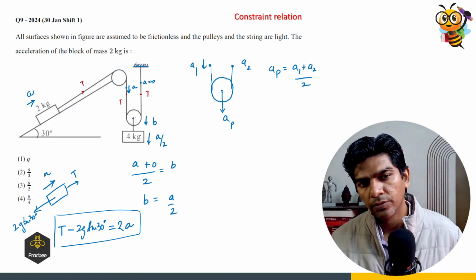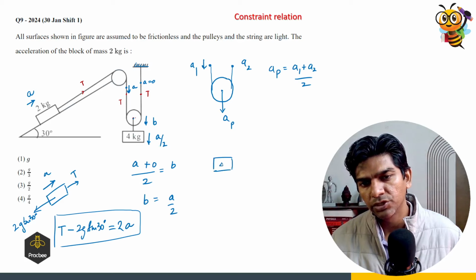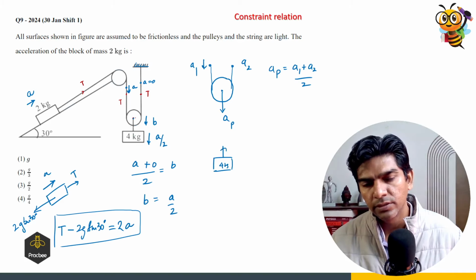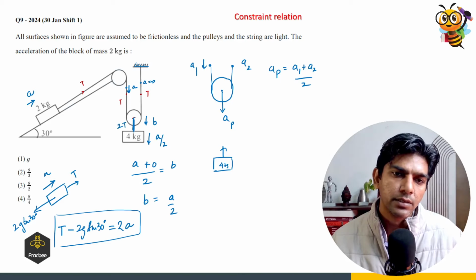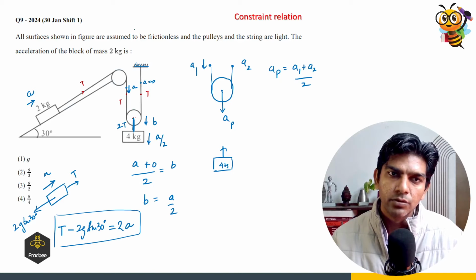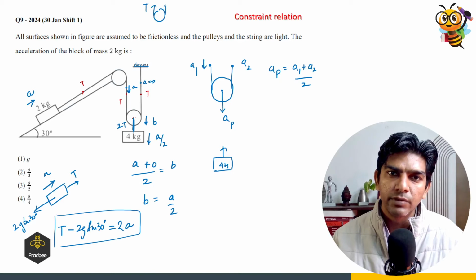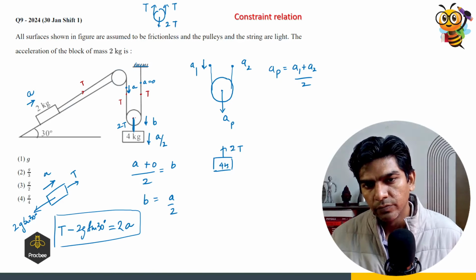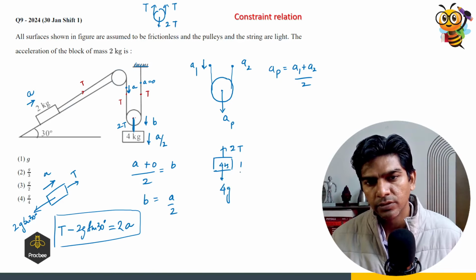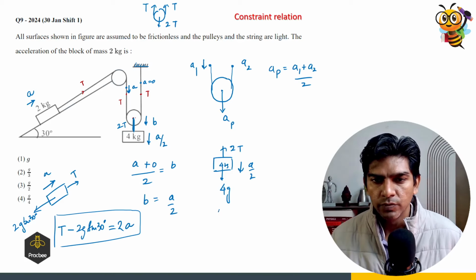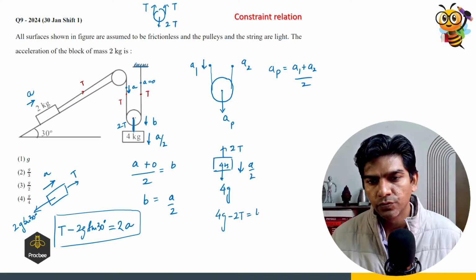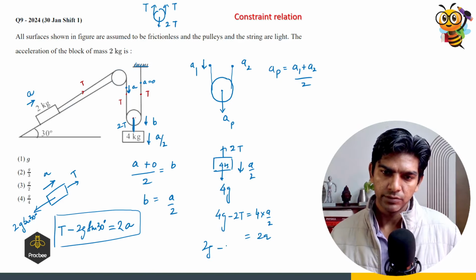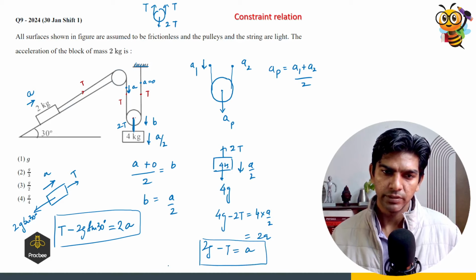Now let us draw the free body diagram of 4 kg. On 4 kg there is a tension. If you consider this pulley, in this portion the tension will be 2T, right? Because this pulley is massless, so the net force on this pulley must be 0. So here we have tension T, here we have tension T, so this should be 2T, right? So here we'll have tension 2T, weight 4g, and acceleration in the downward direction which is A by 2. So we can say 4g minus 2T is equal to 4 times A by 2. So this comes out to be 2A. Or we can say 2g minus T is equal to A. So we got another equation, right?